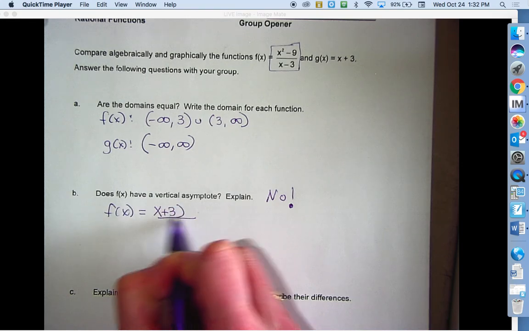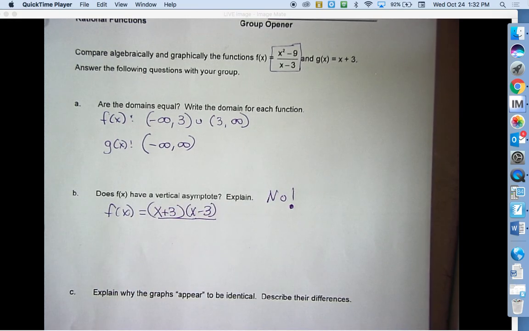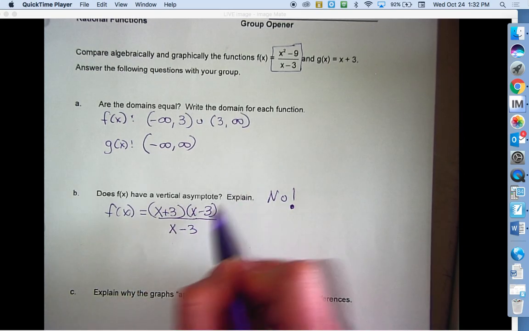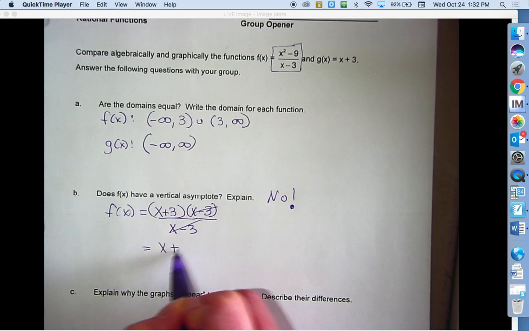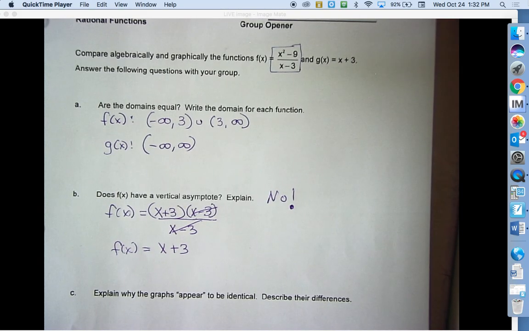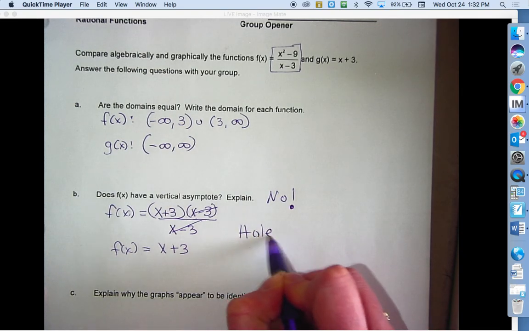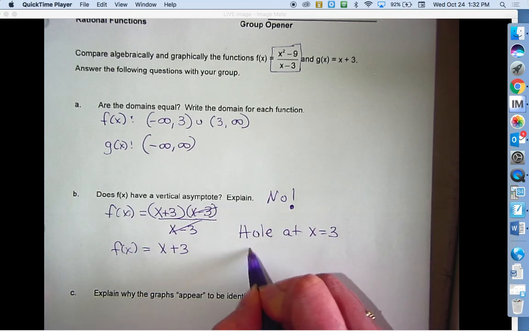So x plus 3, x minus 3 is how you factor x squared minus 9. The denominator also has that x minus 3. These cancel, leaving you with a simplified equation of f of x equals x plus 3. That piece where they cancel isn't an asymptote, but it's a hole in the graph. So this has a hole at x equals 3, not an asymptote.